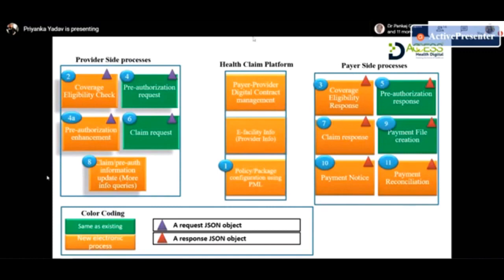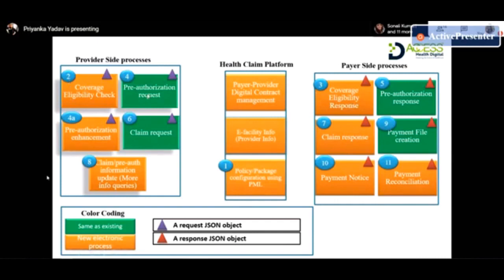So what will happen? I've already explained, so I'll just go one by one, something which I haven't covered. There will be a coverage eligibility check object. Again, an optional object. It is not a mandatory object. If you want to use it as a provider, you can use it to get an active status of a beneficiary that has come to you for treatment. Against the coverage eligibility check, there will be a coverage eligibility response. Basically, a response. It's like a query is sent, you send an answer against it.